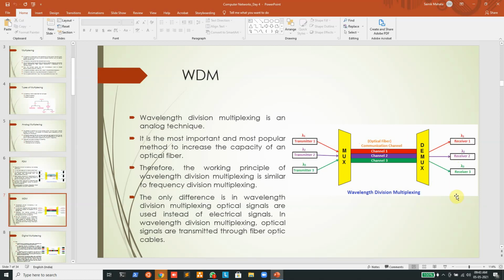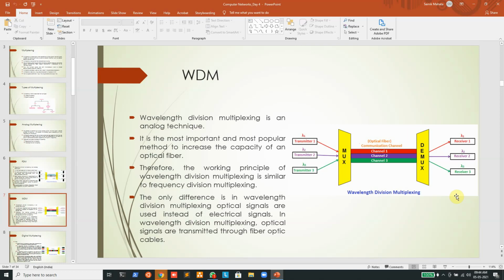Okay, so what's an example of this? In the case of frequency division multiplexing, we saw the example of FM radio, and in this case, we can have the example of CDMA mobile phones. You may or may not have used CDMA mobile phones. If you have, we can understand that the main communication channel between the CDMA mobile phones is what? The optical fiber. Okay.